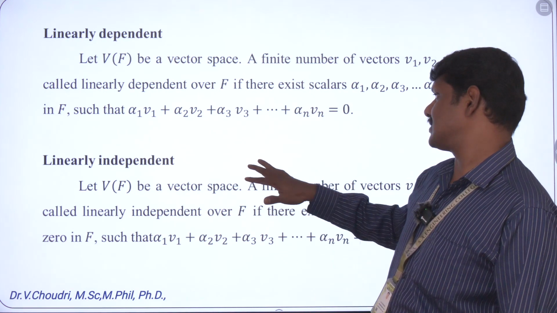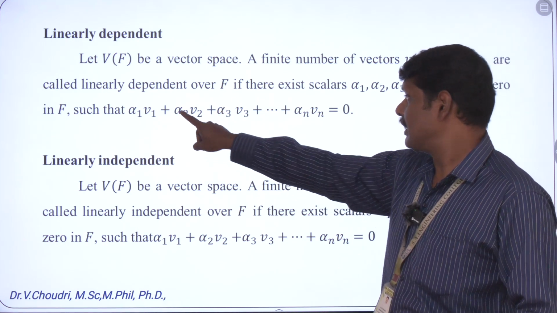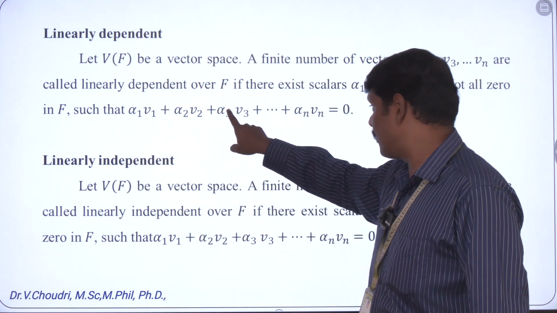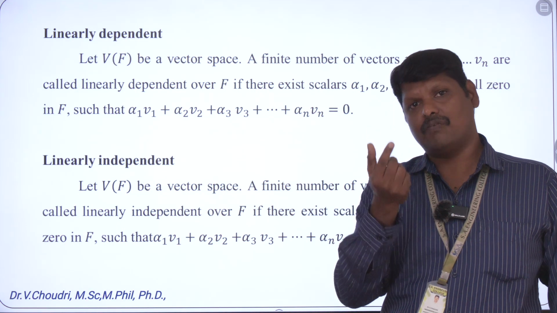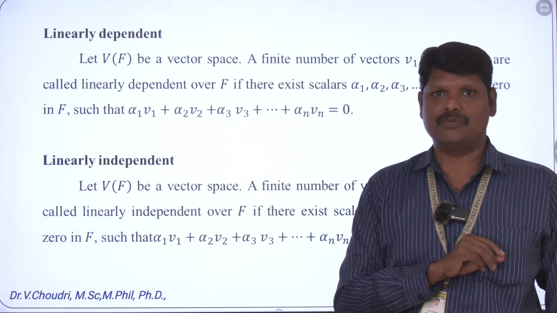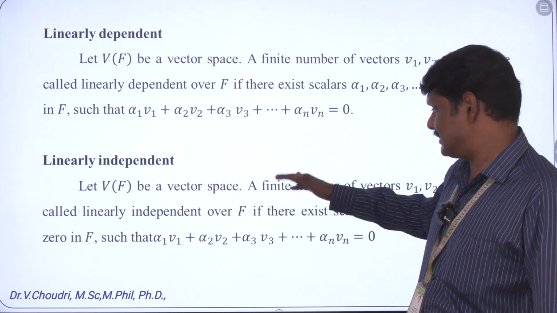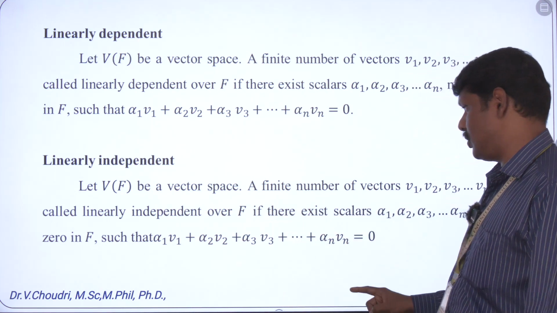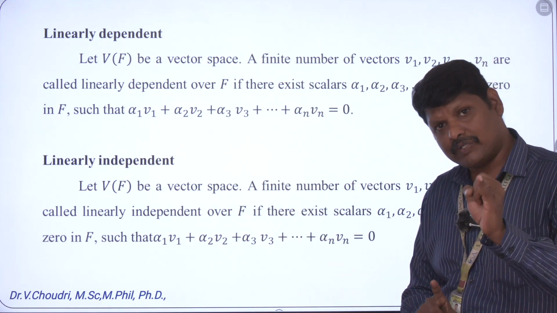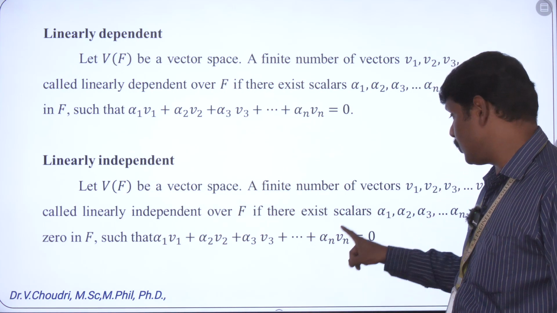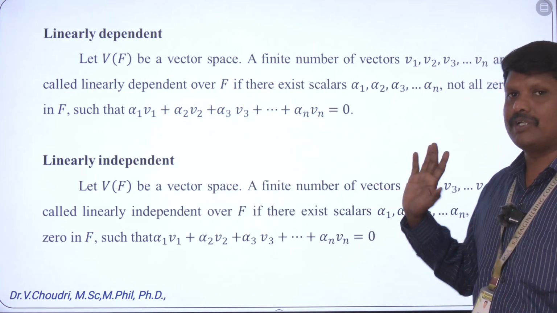So what are the chances? Alpha 1, alpha 2, alpha 3, alpha n may be equal to 0. Out of these, at least one of alpha 1 or alpha 2 or alpha 3 up to alpha n is not equal to 0, or all are not equal to 0. That is called linearly dependent. Second case, for the same linear combination, only one chance: it equals 0 when alpha 1 equals 0, alpha 2 equals 0, up to alpha n equals 0. In this case alone, this linear combination equals 0.